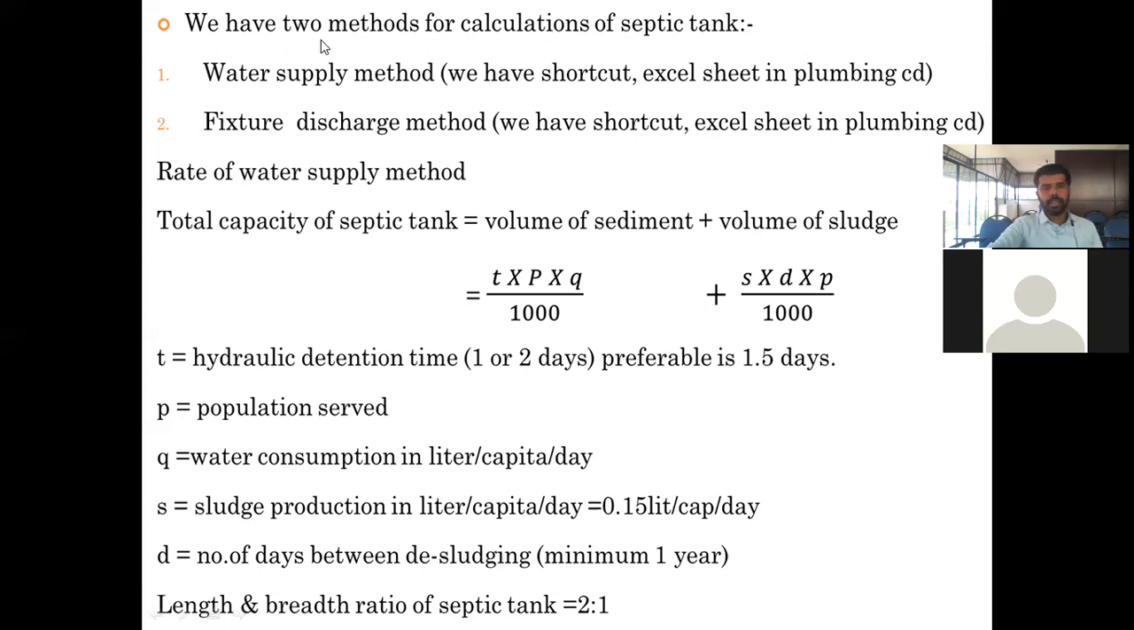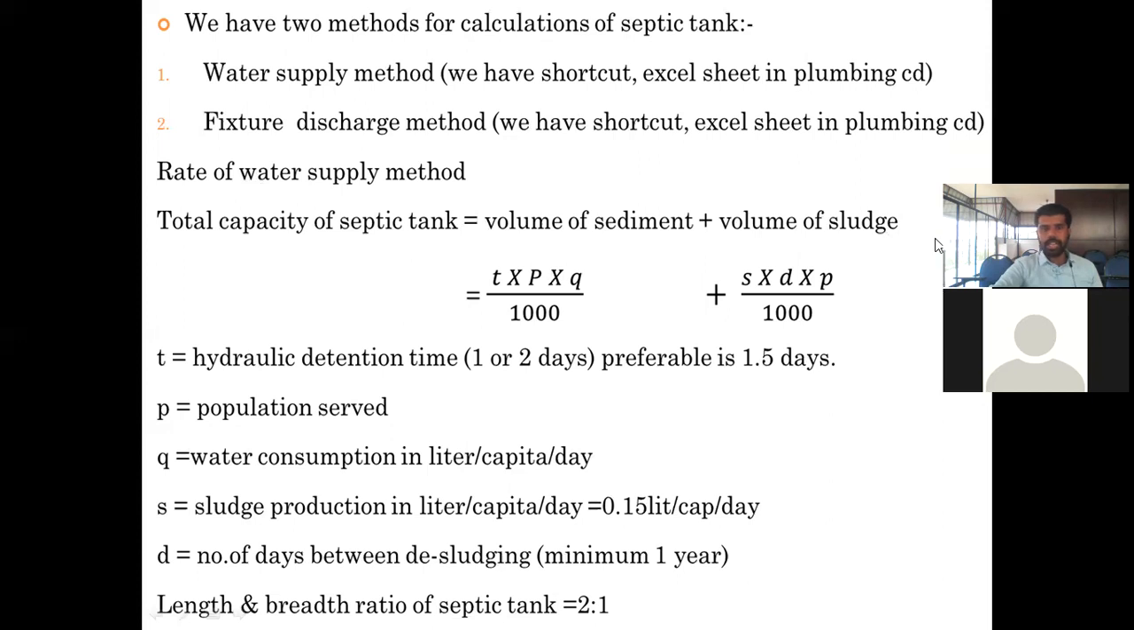So the water supply method, the rate of water supply method, gives the total capacity of the septic tank. If you want, you can take a screenshot of this. So how do we calculate the capacity of the septic tank by the manual method? If someone asks you to calculate the septic tank, could you do it?